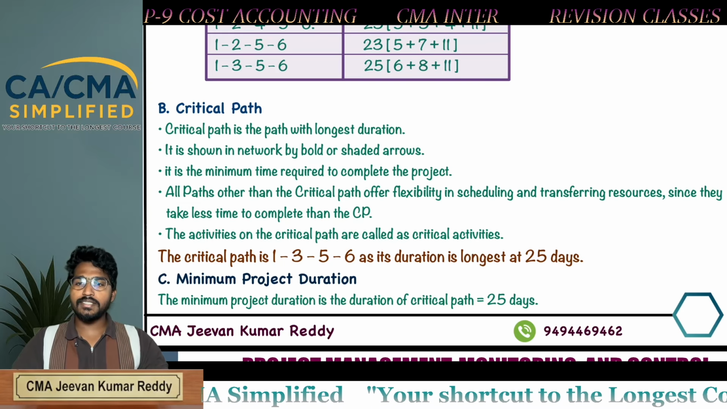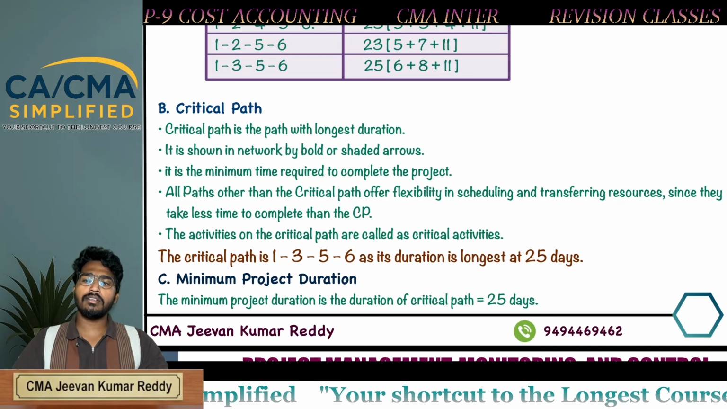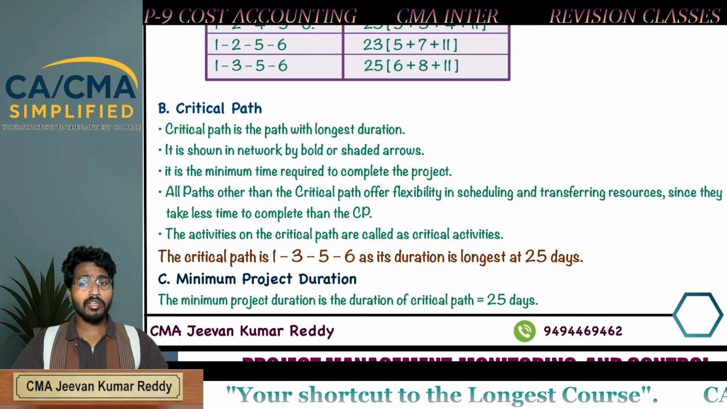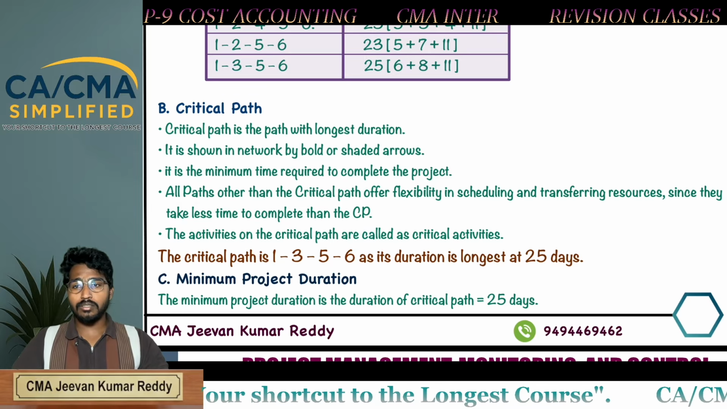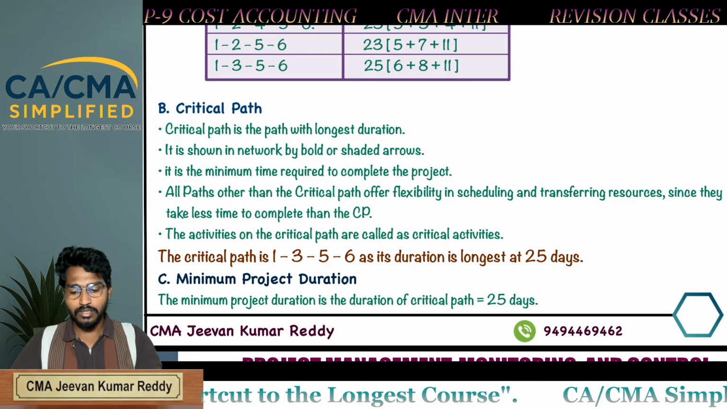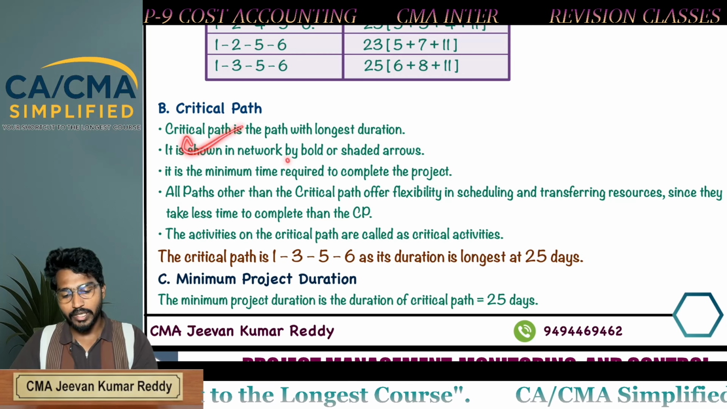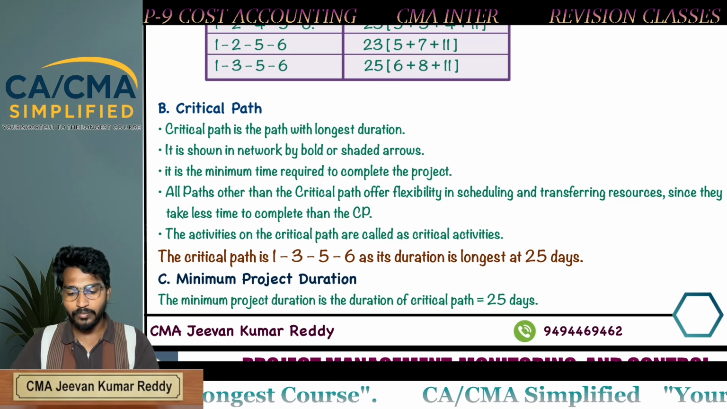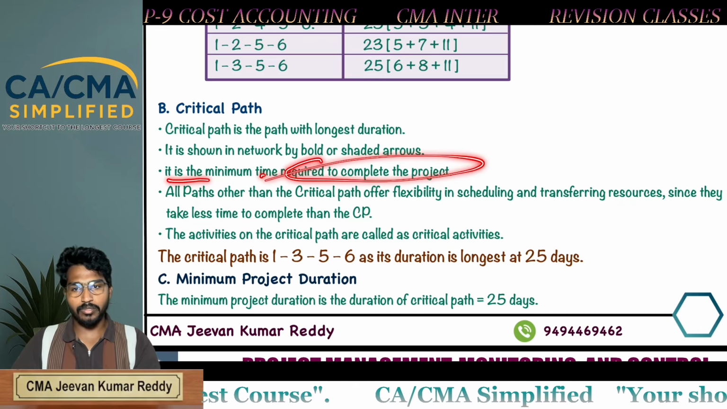Next, what is critical path? Critical path is a path with the longest duration in the network diagram. This is the minimum time to complete the entire project. Before the critical path time, you won't complete the project. It is shown in the network diagram by bolded or shaded arrows. It is the minimum time required to complete the project.